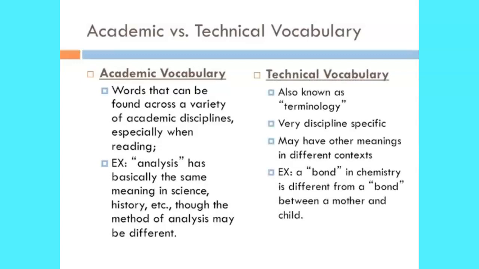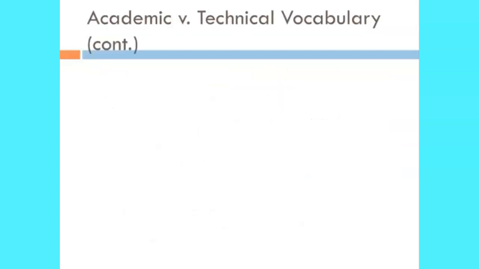Technical vocabulary, also known as terminology, tends to be very specific to a discipline. So, for example, it may have other meanings depending on the context. For example, studying the idea of a bond in chemistry is probably going to be different from the bond that a mother and child might have. Now, why is this important?